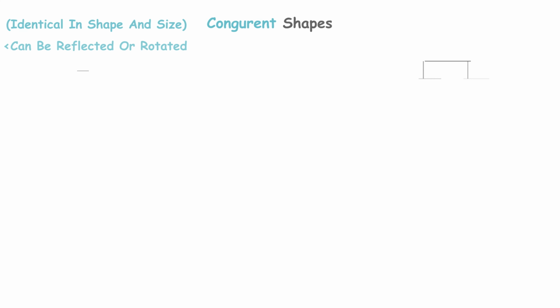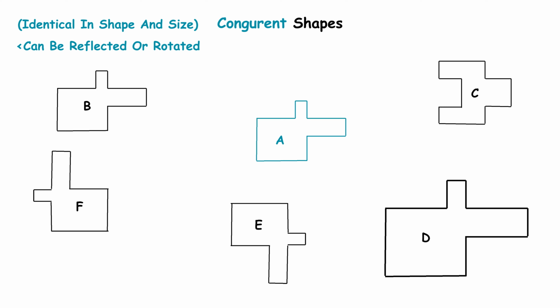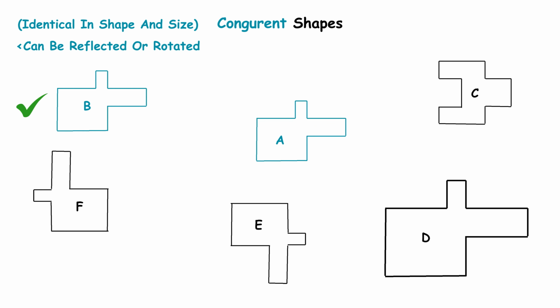To see how this works in practice, let us compare a central shape, which we will label as shape A, with 5 other shapes and determine which ones are congruent. You are encouraged to pause the video here if you want to try identifying them on your own first. Starting with shape B, it is quite obvious that this one is congruent to shape A because it is exactly the same in both shape and size, and it also has the same orientation, which means it has not been rotated or flipped in any way.